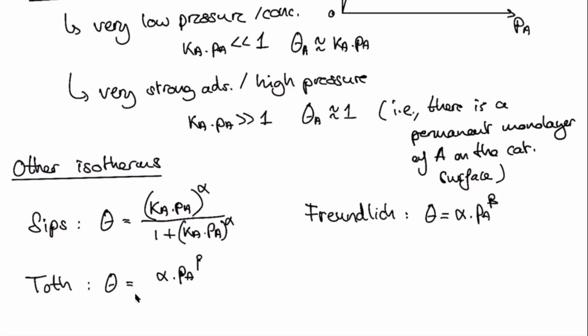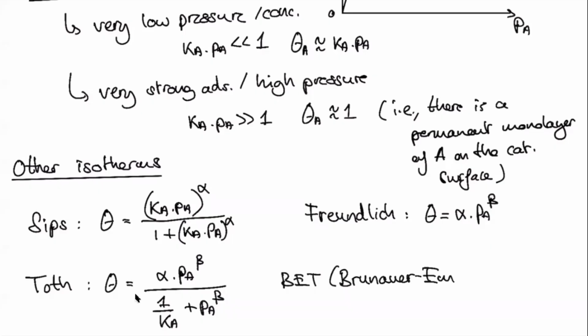Okay, so this is the Toth isotherm, which again looks very similar to Langmuir. So again, you raise the pressure to some power, you have some prefactor alpha. And this one is also very famous, it is BET, which stands for Brunauer. Sorry to interrupt you, Professor, but you have to invert the theta equation. Yeah, I was thinking that multi-layers.